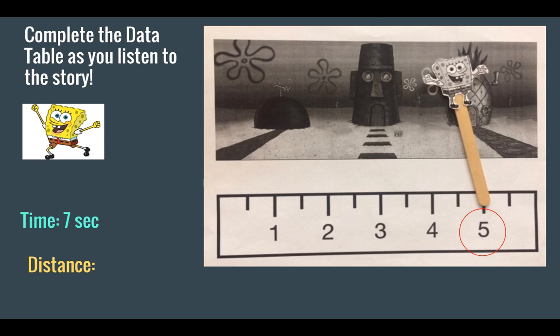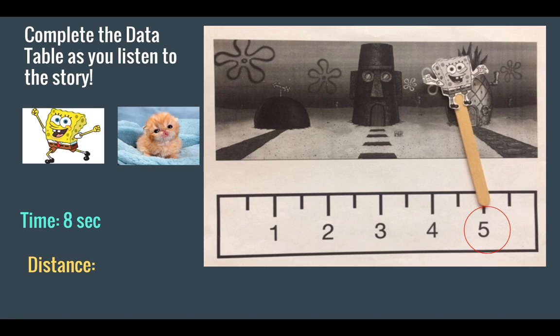And then at time 7, he's made it home at his pineapple for 5 seconds. And him and Patrick came up with a plan, and SpongeBob can't seem to find what he was looking for. He was looking for something specific to cheer him up. And he finally discovered his cute little kitten.